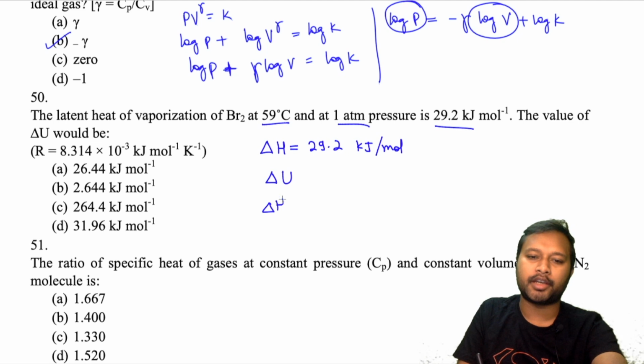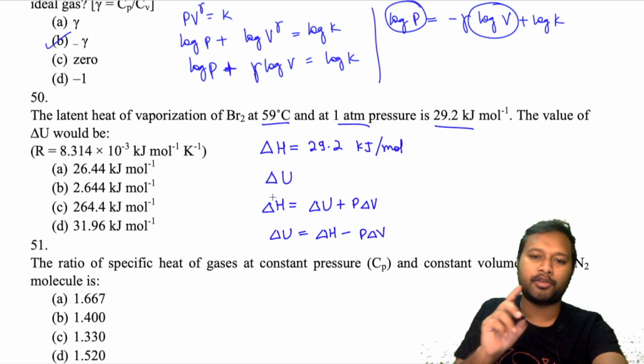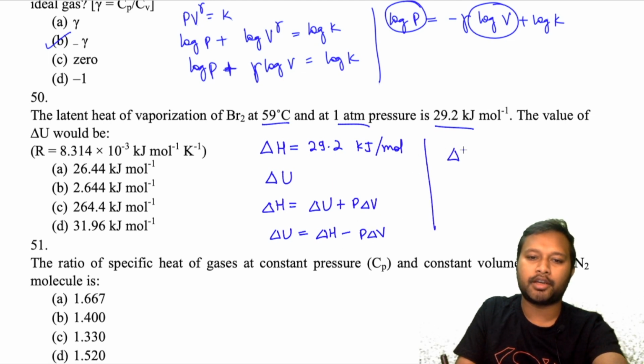So you know that delta H is equal to delta U plus P delta V, or you can say that delta U is equal to delta H minus P delta V. You don't know the value of P delta V over here, so you can just put it as nRT, because the number of moles is not given. You have to take the number of moles as 1, so you can take it as RT, and then solve this to get the answer. So your delta U is going to be delta H minus RT.